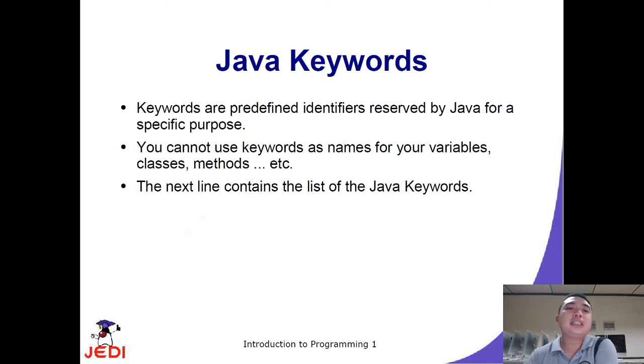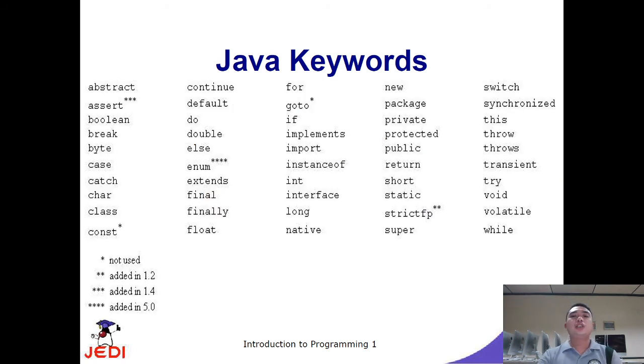Okay, Java keywords, these are keywords that are predefined identifiers reserved by Java for a specific purpose. So, ito yung mga reserved words na bawal gamitin for identifiers. So most of these we will discuss in Programming 1, some of it will be discussed in Programming 2, some we will really never discuss. Okay? So these are just some of the Java keywords that you cannot use as identifiers. Okay, so you can just read.